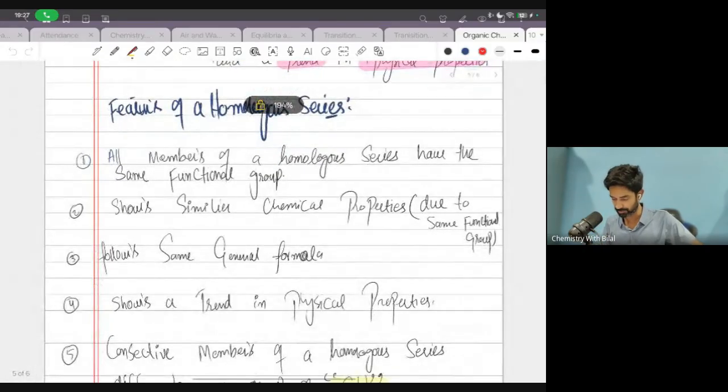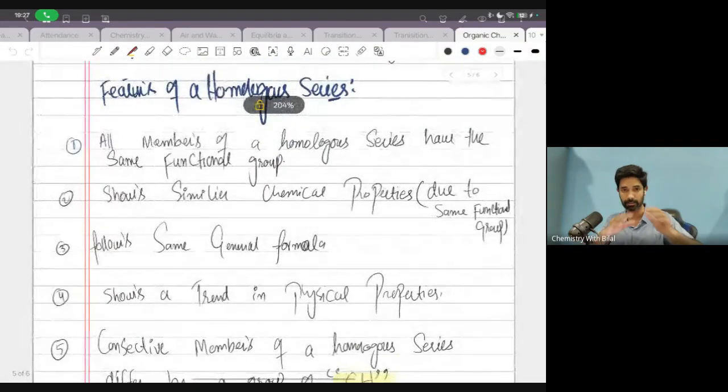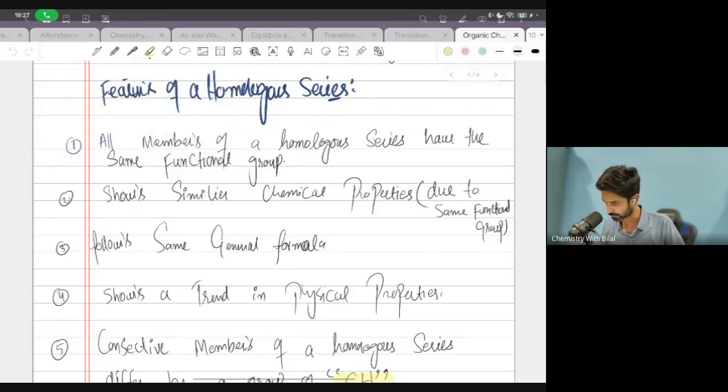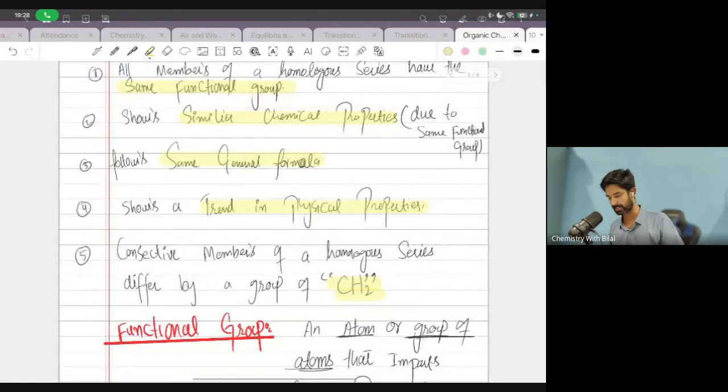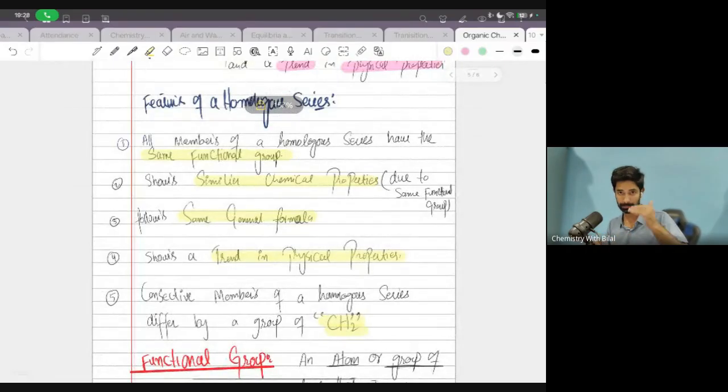What are some of the features of homologous series? Homologous series is like a family with different compounds within the family. So all members of the same family, which is homologous series, they have the same... what do they have the same? They have the same functional group. They show similar chemical properties. They have the same general formula. They show a trend in their physical properties. And consecutive members, if you go from one to the next, they would differ by a group CH2.